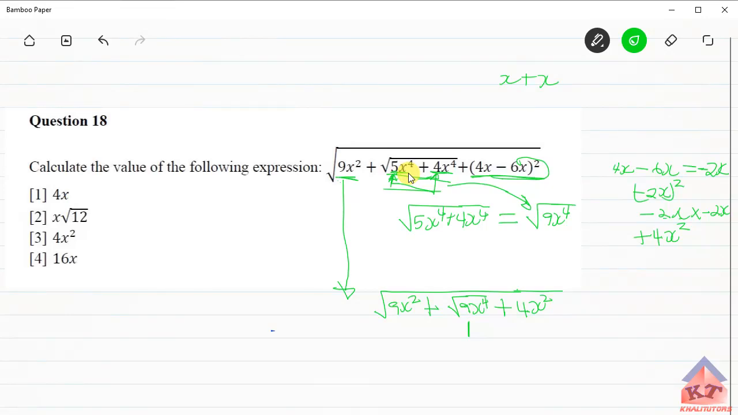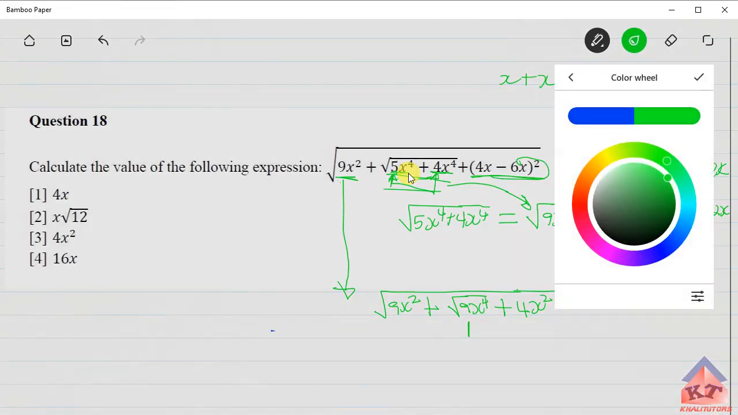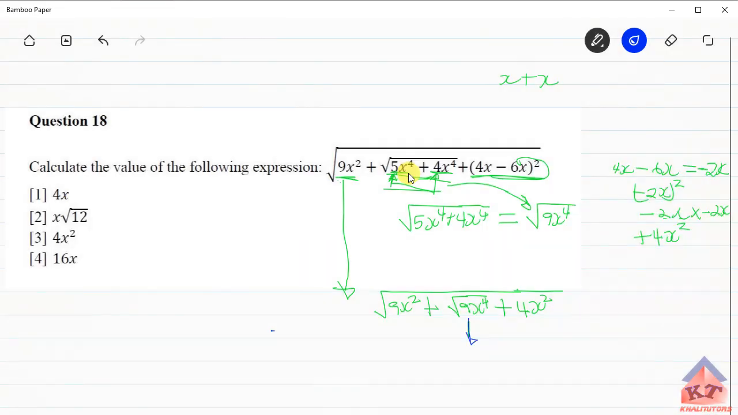Okay, we still have a problem with this one. Let me change the color. It's still not simplified to the core. What can we do to simplify this? We can simply use the surds multiplication law or multiplication rule. That simply means that if you've got something like the square root of 9x to the power 4, this is the same as the square root of 9 multiplied by the square root of x to the power 4.